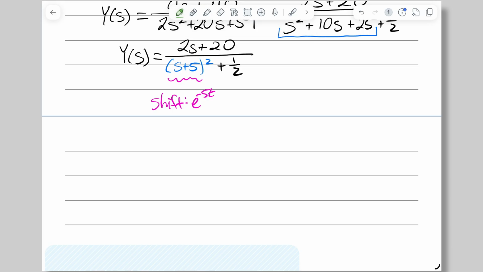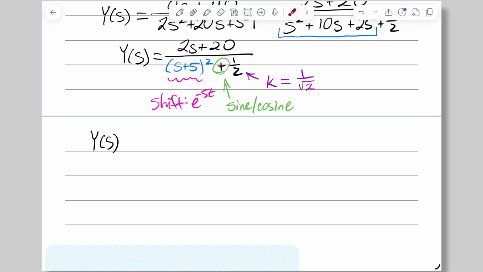Again, in the denominator, that plus between the two terms tells me that we're dealing with a sine or cosine, and in fact, in this case, it's sine and cosine. And when we consider that sine and cosine, we have this plus half. That's telling us that k is equal to 1 over the square root of 2.